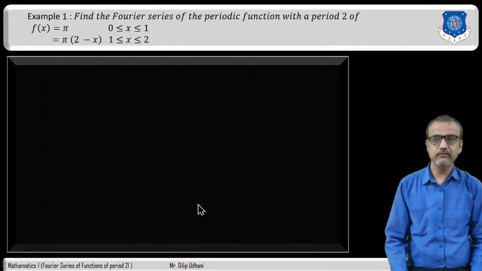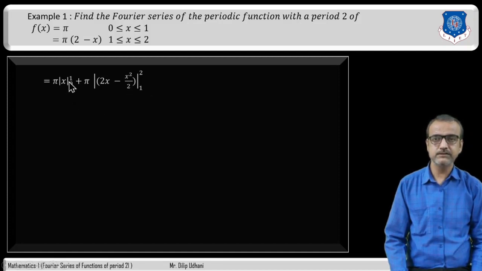So pi is a constant value. Now integration of 1 with respect to x, the answer is x, and the limit is from 0 to 1, pi will be as it is. Now for the second term, pi will be as it is. 2 is a constant value, integration of 1 with respect to x is x. Then minus integration of x, according to the formula, integration of x raised to n dx is x raised to n plus 1 upon n plus 1. So it is x square by 2 and the limit is from 1 to 2.